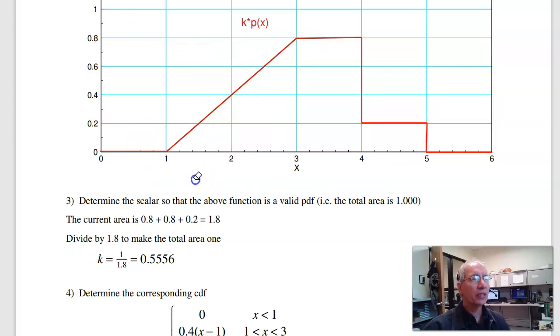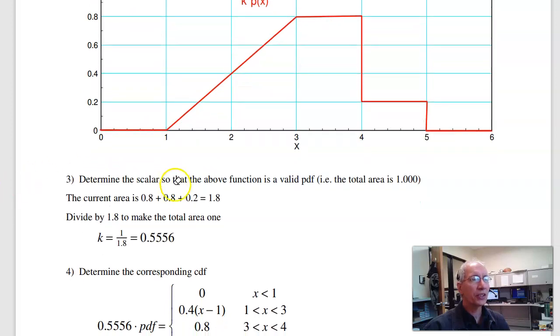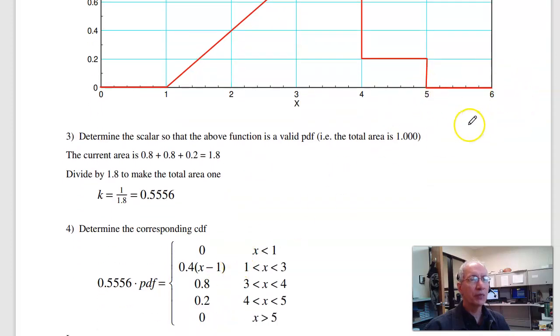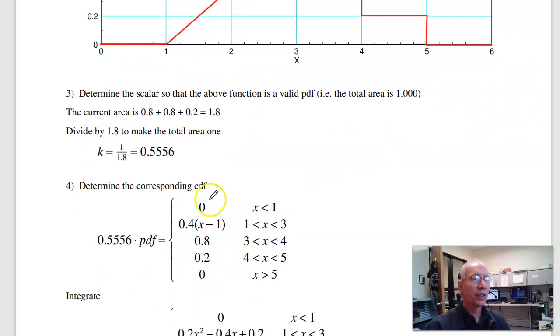So between minus infinity and 0, it's 0. Between 1 and 3, it's this line, that's the slope, 0.4 times x minus 1. And kind of one trick I'm doing is the slope is 0.4, change in y over change in x, set up so that I'm 0 at 1. That's why I wrote it in this form. Between 3 and 4, it's 0.8. Between 4 and 5, it's 0.2. Between 5 and 6, it's 0. So there's the PDF.